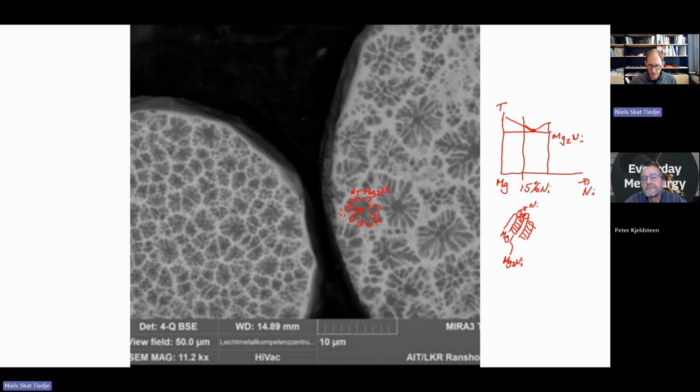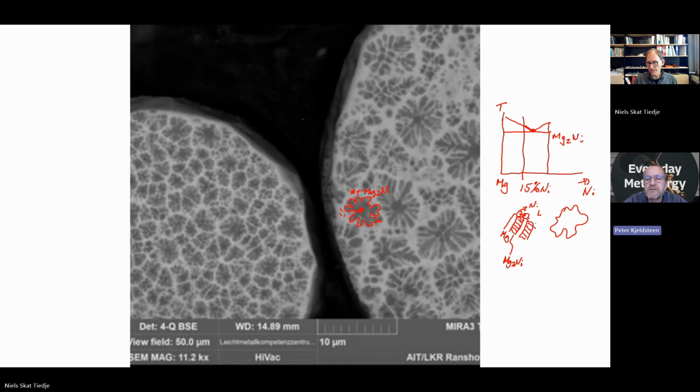So in between the dendrites in this area, we will see these two phases growing at the same time, and of course we have liquid out here. And maybe at some point in the vicinity, we also have these magnesium dendrites. So in between the dendrites, we find this very fine phase forming in the material. That's what I would expect based on the phase diagram. Yeah. It sounds very plausible.